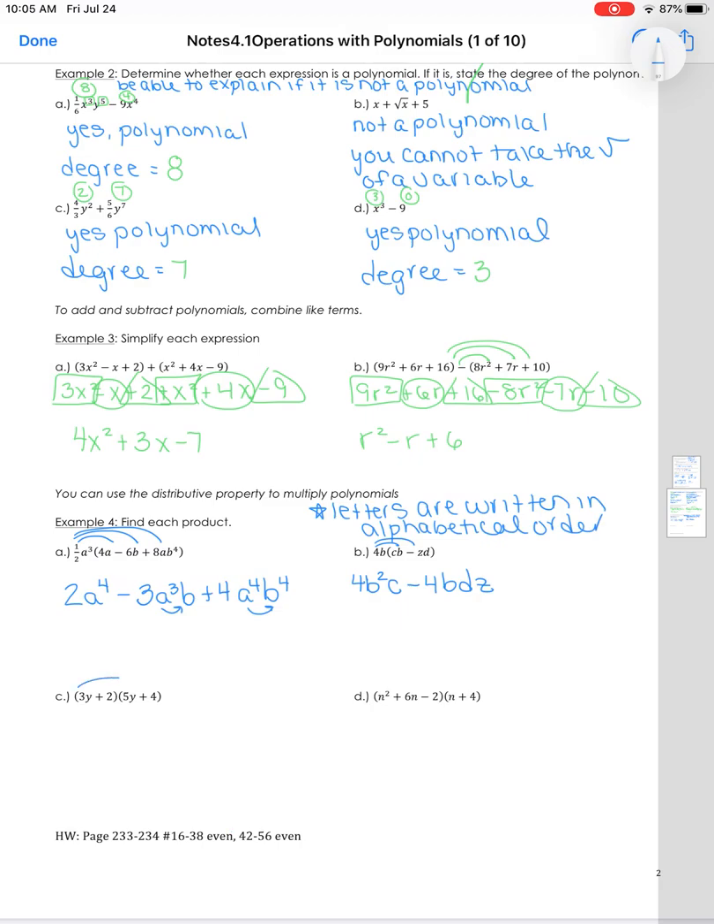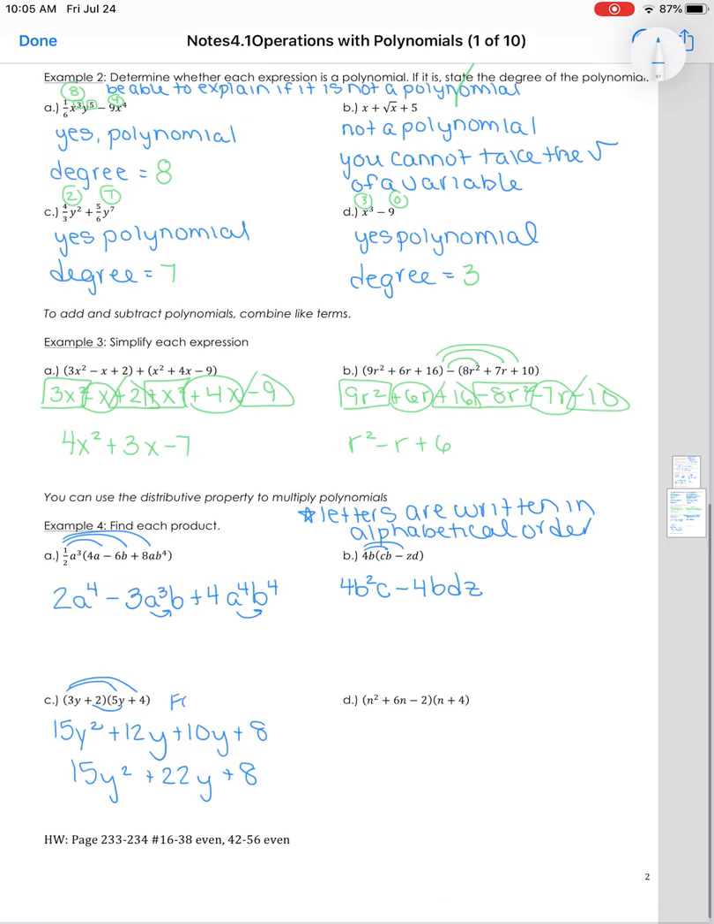So again, what I mean by alphabetical order is that the a comes before the b when they're next to each other. For example, in B, we have 4. We're not going to write CB squared. We're going to write B squared C. And we're going to write minus 4 BDZ. So the letters are in alphabetical order.